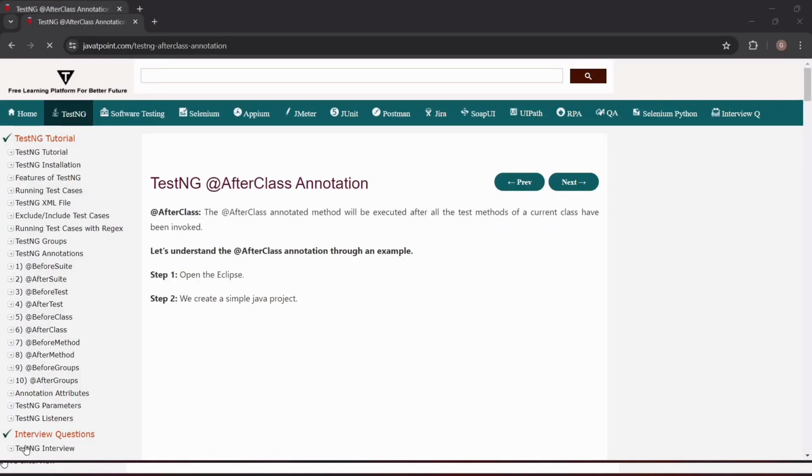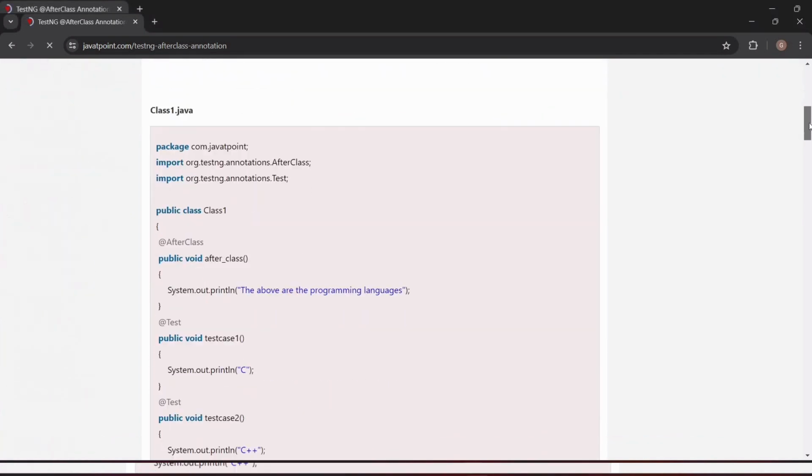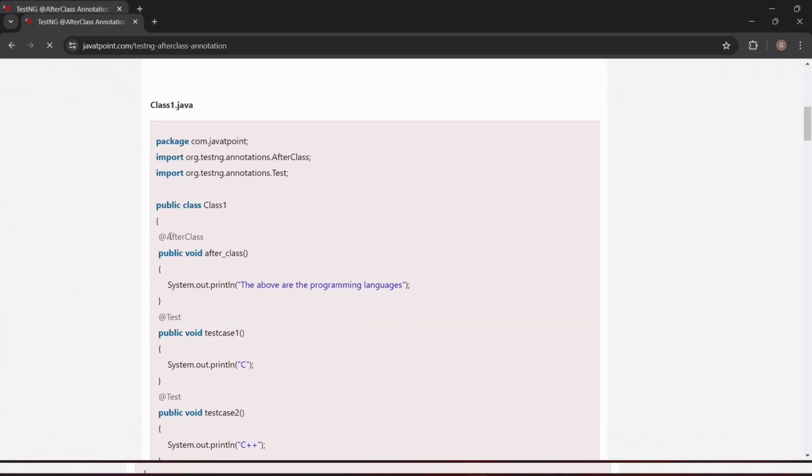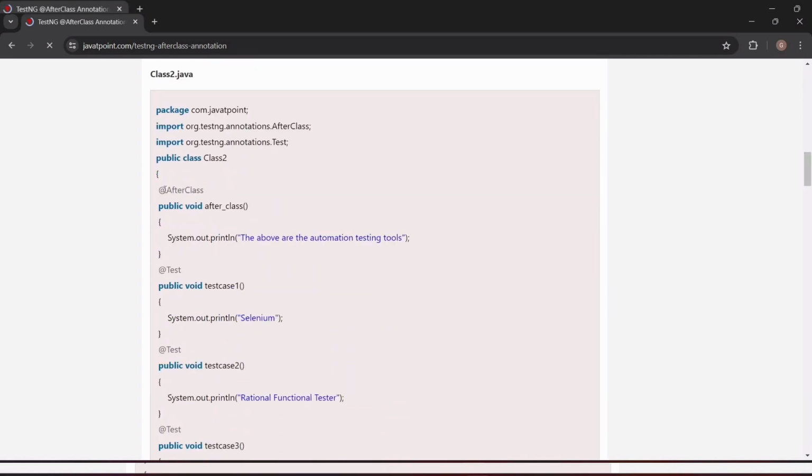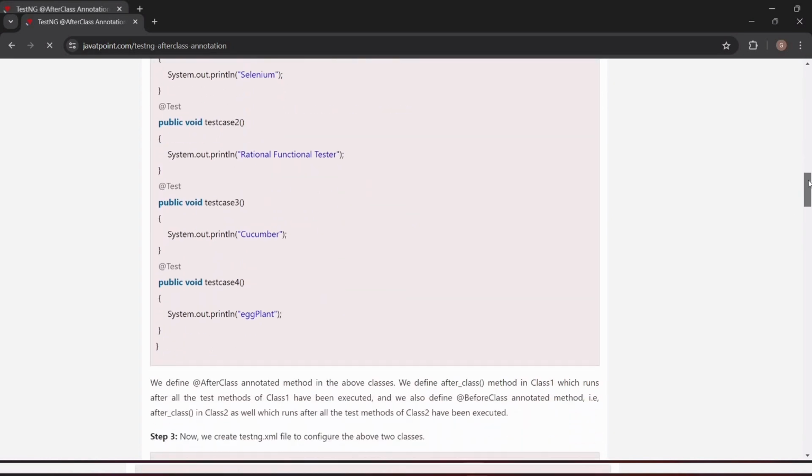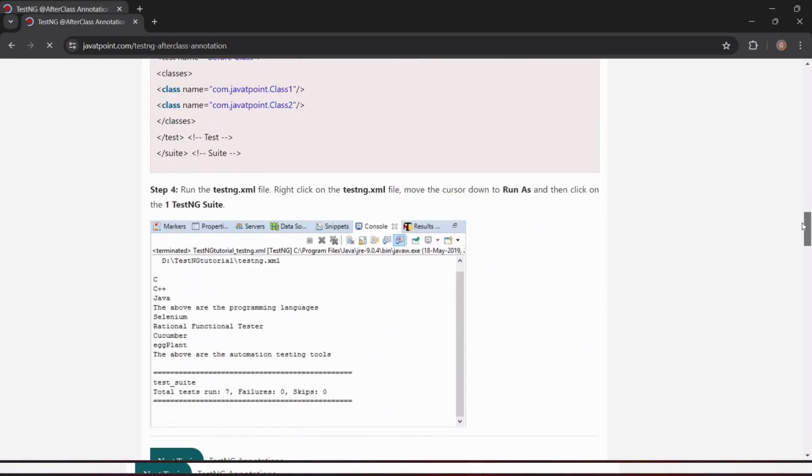So today we will cover after class notification. So let's get started. So directly we move to the example. Okay. So after class we have here @test we have two. Then we have after class here and three test icon. Four tests are there. And now execution.